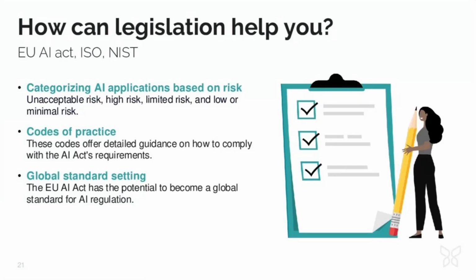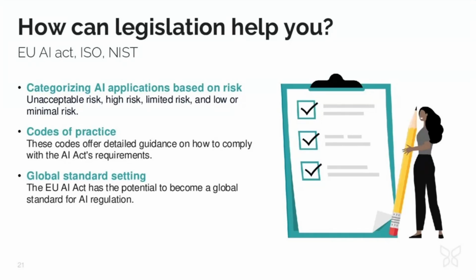Then the codes of practice. So these offer detailed guidance on how to comply with the Act's requirements. They provide structured governance frameworks for organizations, helping them adhere to the best practices and avoid non-compliance. This is crucial for organizations looking to develop robust AI governance structures.